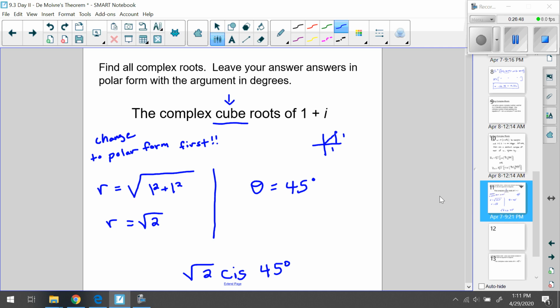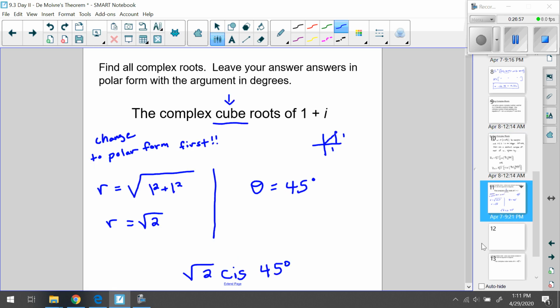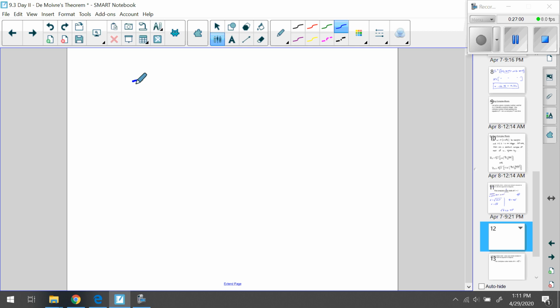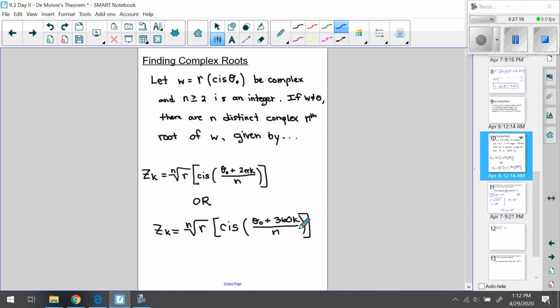So with cubed root, that just means that if we go back to this formula, n is going to be 3. And so we're going to start by doing the cubed root of r. Since r is root 2, we're going to say the cubed root of root 2. We'll clean that up here in a minute; we'll figure out how to simplify that. Then I'm going to use my cis notation. So I'm going to say cis, and if we go back to this formula, let's go with degrees. Our angle is 45 degrees.